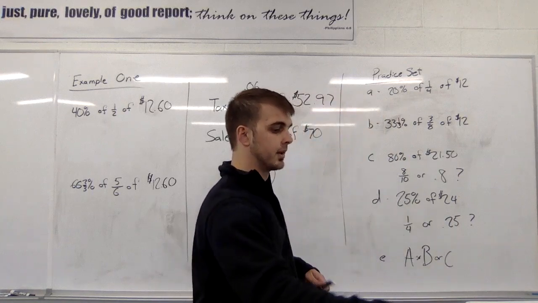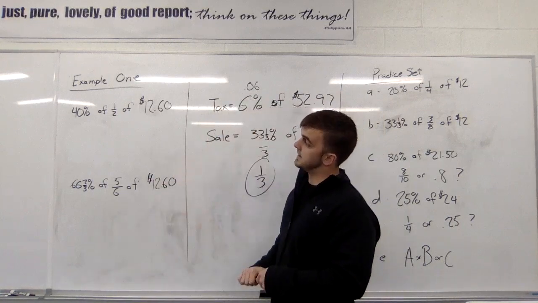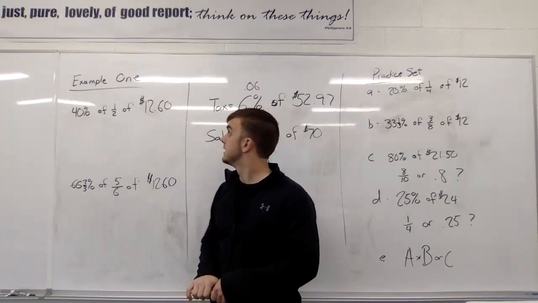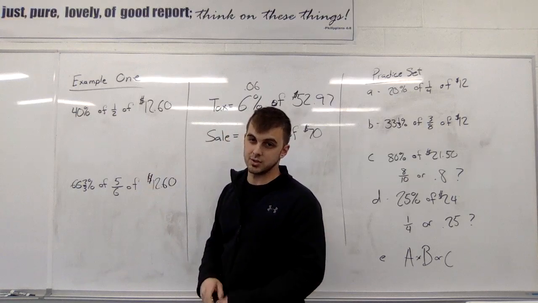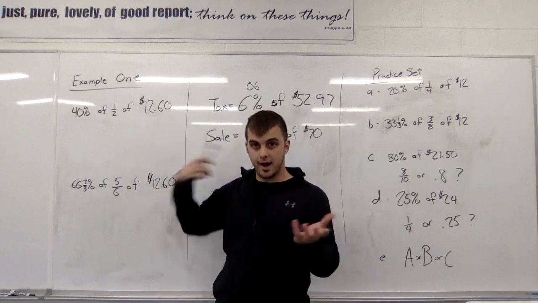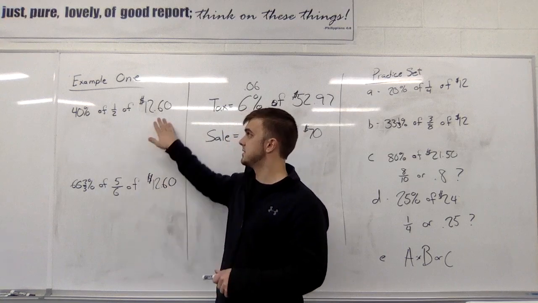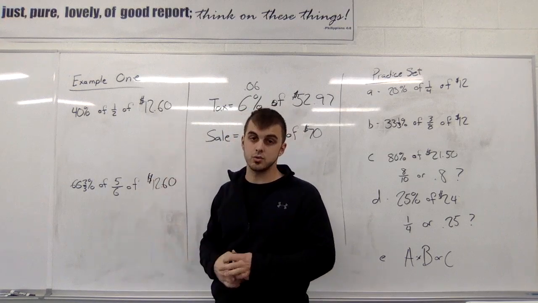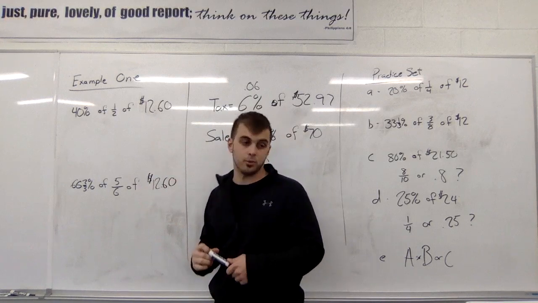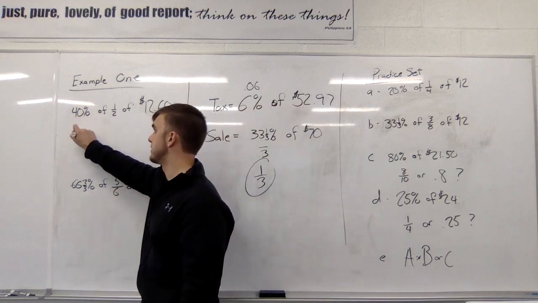So for example 1, they give you two questions, A and B over here. And A, it says 40% of 1/2 of $12.60. So you have a percent, a fraction, and a decimal over here. Obviously, this isn't going to work out as is. So if you're trying to multiply, there's actually two solutions. The solution I would pick is probably different than what the book recommends. The book recommends changing this to a decimal, which would be 0.4.